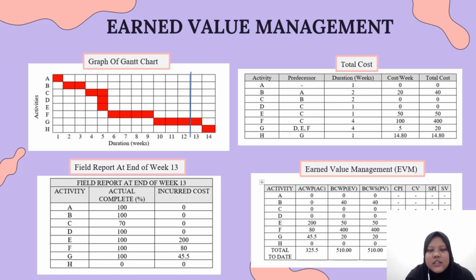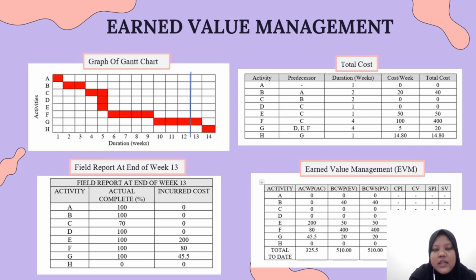Earned value management. The total duration for the project is 14 weeks. The report is at the end of week 13. The total cost that was planned is 500 ringgit 24 ringgit and 80 cents. It can be seen clearly that in week 14 the percentage of work done and cost is 0. This is because the work for that part has not begun.